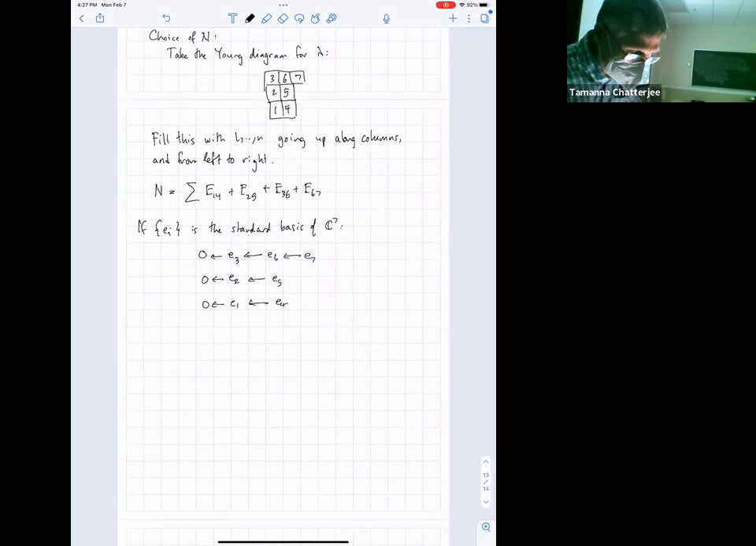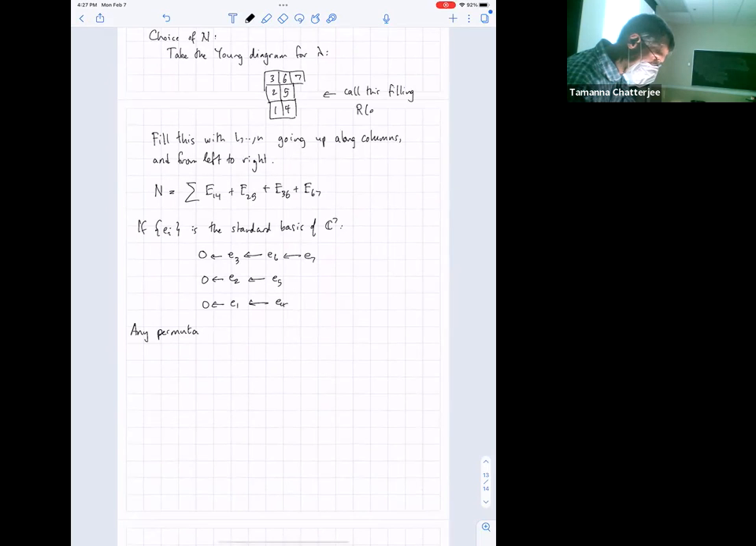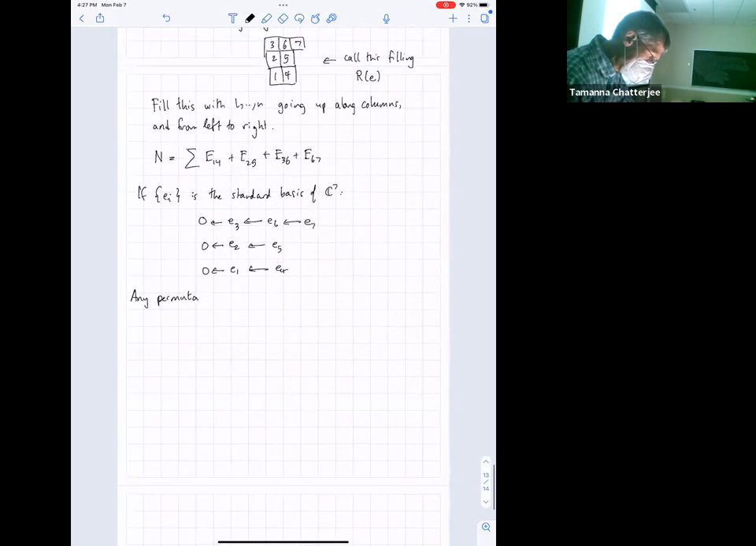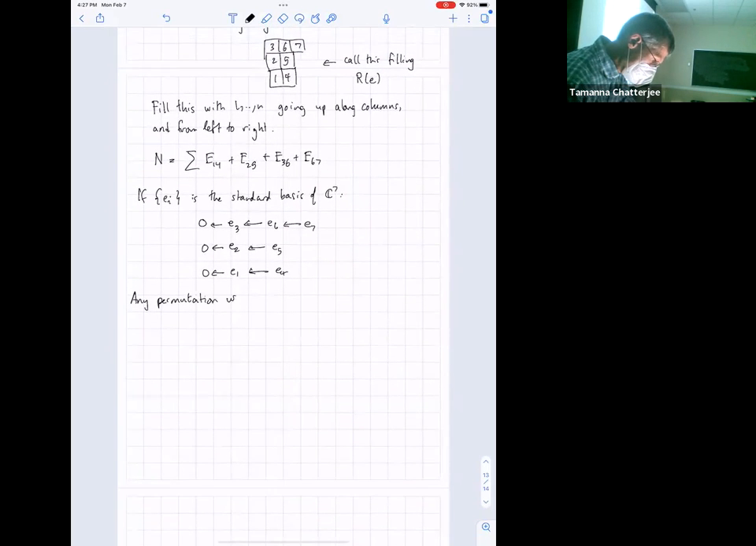Okay, so that's the choice of n. Now, any permutation. They call this filling, by the way. They just give it a name. They call it R_E. E is for the identity element here. So any permutation w in S_n determines a filling of this Young diagram.